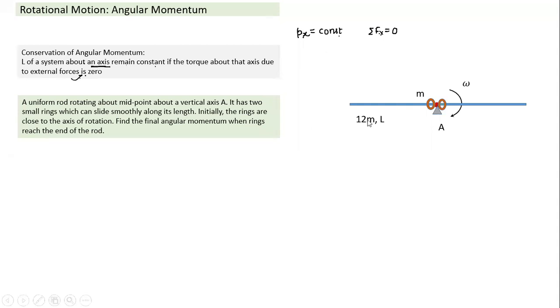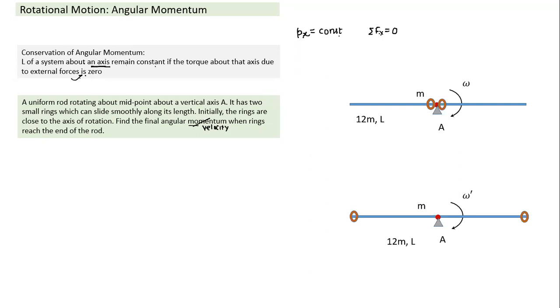What we need to find here: initially this was angular velocity omega, and we need to find the final angular velocity, not angular momentum. Angular momentum will remain the same. What is the final angular velocity when the rings reach the end of the rod? So how would the figure look when this is the initial state, where the rings are initially, and the angular velocity is omega.